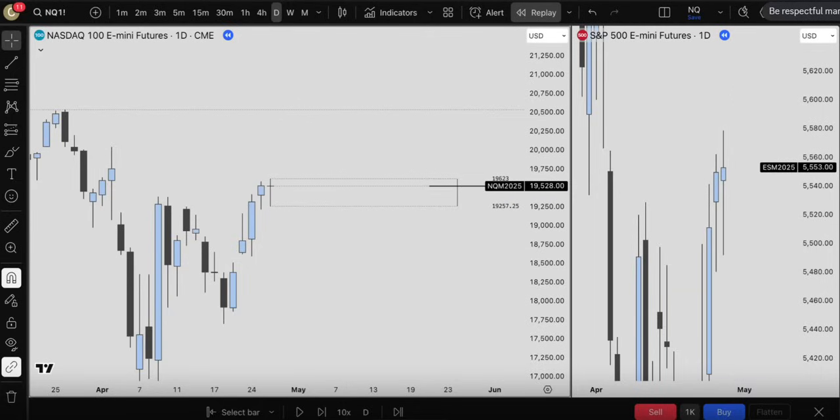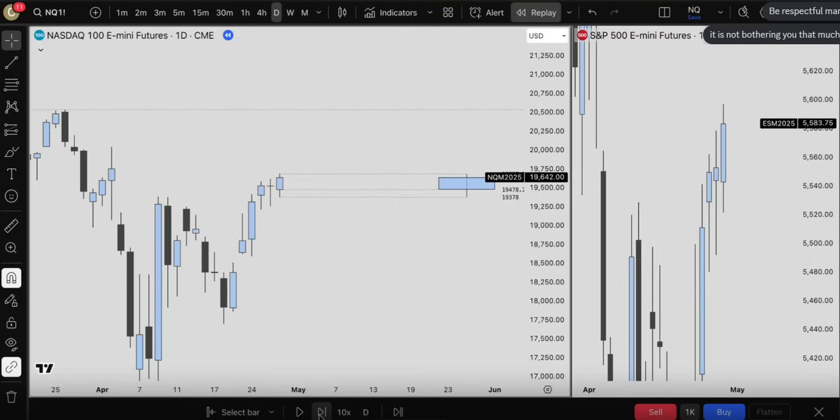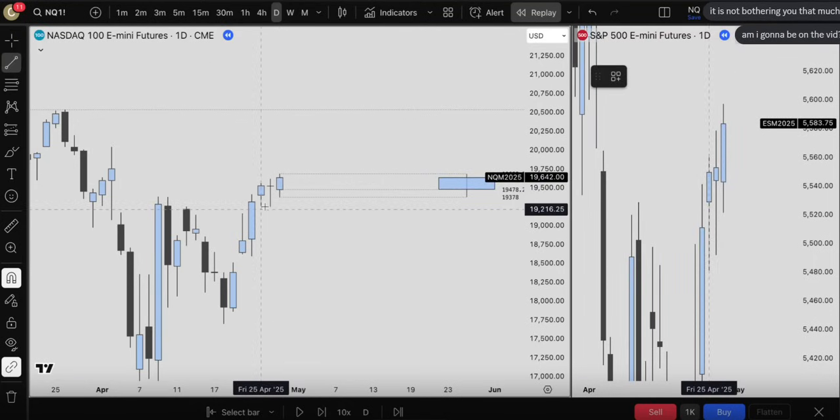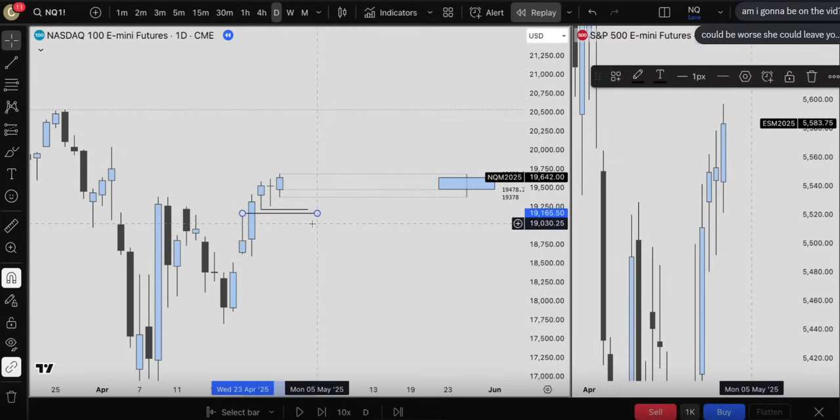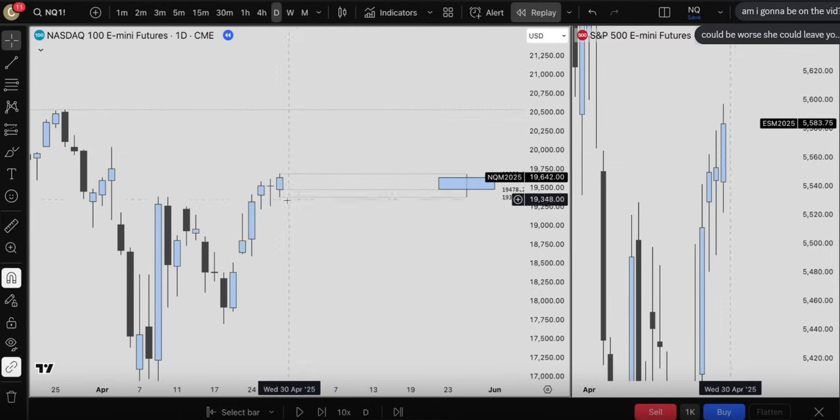So on Tuesday, we make a new high. We still haven't traded lower, and I'm still bullish on the week. Okay, so we haven't traded into this fair value gap. We haven't traded into anything. Since I'm still bullish on the week, I still think there's going to be a bullish weekly candlestick.